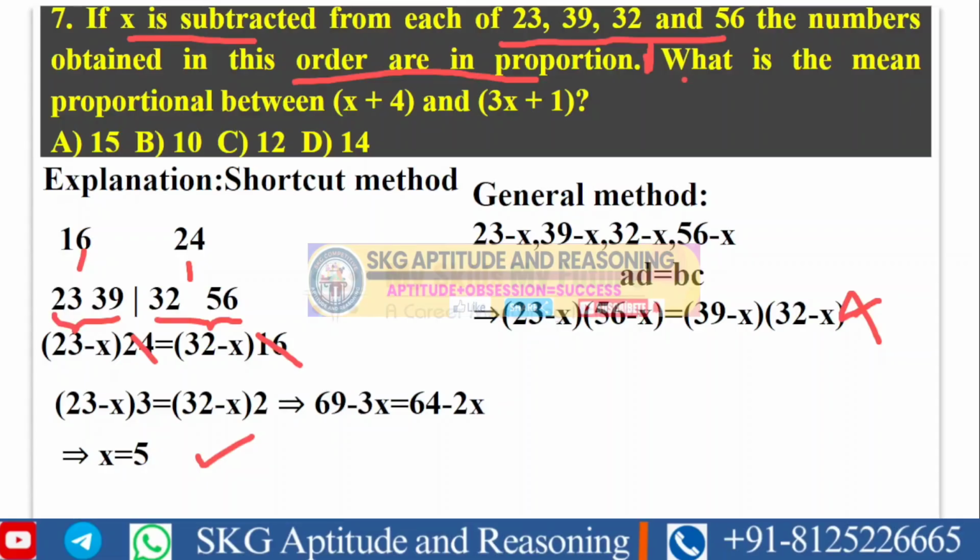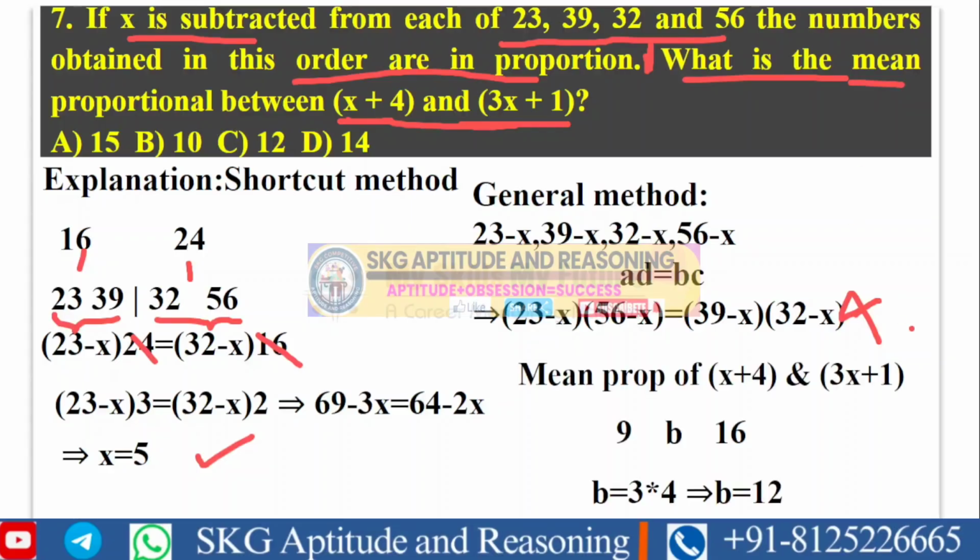For extension of this question, what he gave is: what is the mean proportional between x plus 4 and 3x plus 1? Now up to this point we found the value of x. Whatever value we are getting up to this point, we need to substitute here, and then we need to find the mean proportional. So after substituting, we need to find the mean proportional between x plus 4 and 3x plus 1. If I substitute the value of x as 5, it will become what?